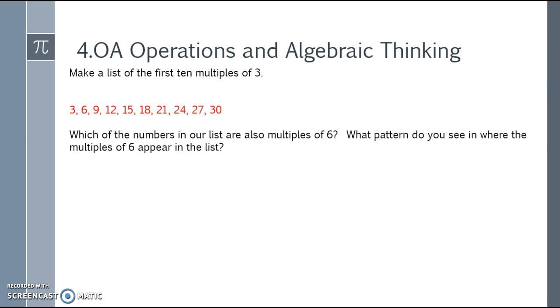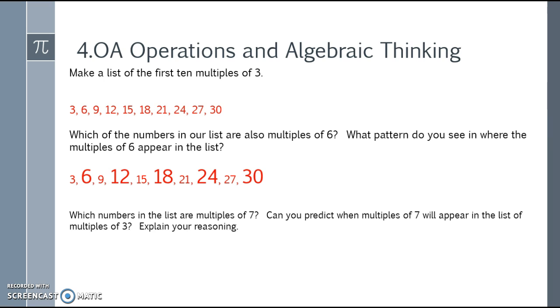Which of the numbers in our list are also multiples of 6? What pattern do you see in where the multiples of 6 appear in the list? So I rewrote the list and I highlighted the multiples of 6. 6, 12, 18, 24, and 30. I see that every other number is a multiple of 6 within my multiples of 3.